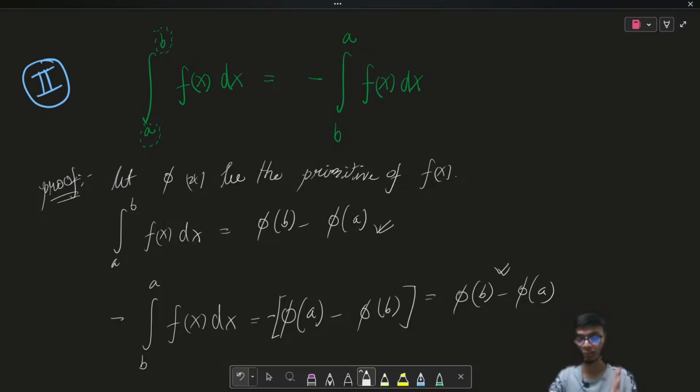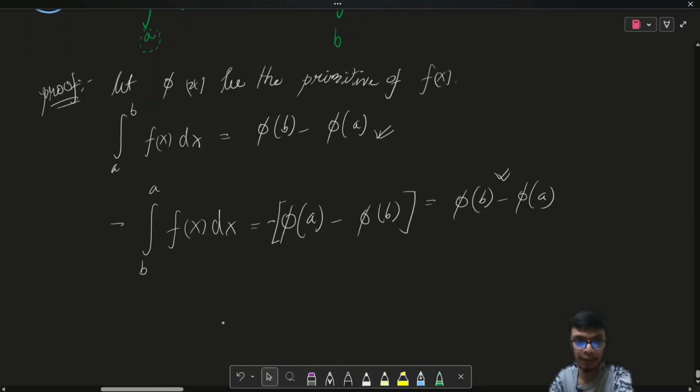Now with these two basic properties, we are going to head towards the most important property of definite integral. Sometimes people also call it the King's property, because it's the most important property, and with the help of this property, you can solve lots and lots of questions. Let's see that particular property in detail.